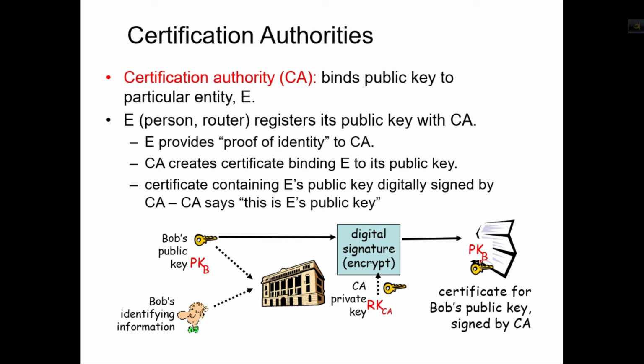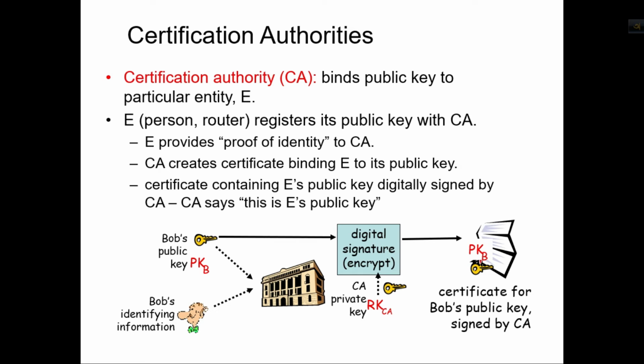A certification authority, or CA, binds a public key to a particular entity E. E, a person or router, registers its public key with the CA. E provides proof of identity to the CA. The CA creates a certificate binding E to its public key. The certificate contains E's public key digitally signed by the CA. The CA says, this is E's public key.